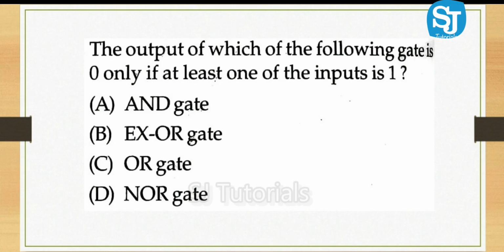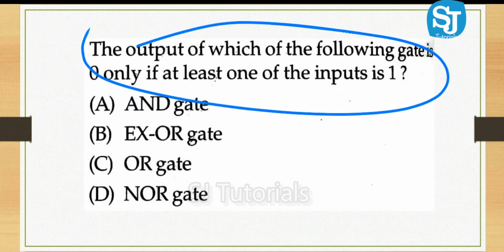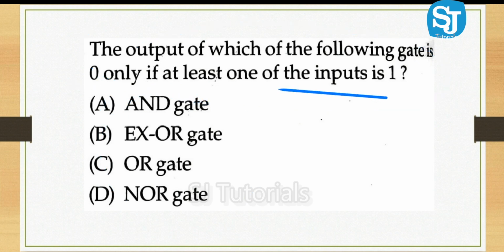Then next question. The output of which of the following gates is 0 only if at least one of the inputs is 1? In the below gates, which condition occurs? That means the output is 0 if any one of the inputs is 1. Is it AND gate? No, it is wrong. XOR gate? No, it is wrong. OR gate? No. So the answer is NOR gate. The correct answer is D, NOR gate.